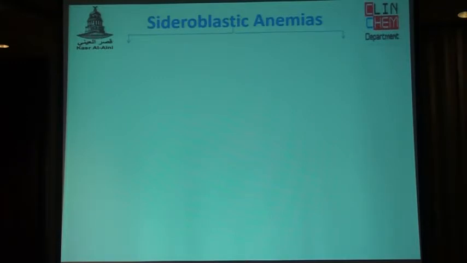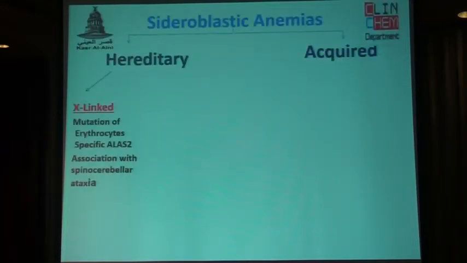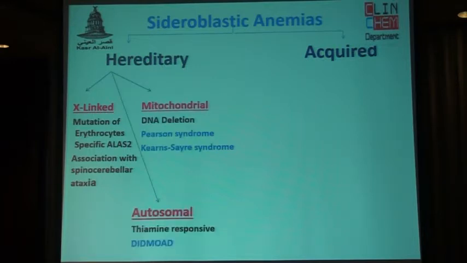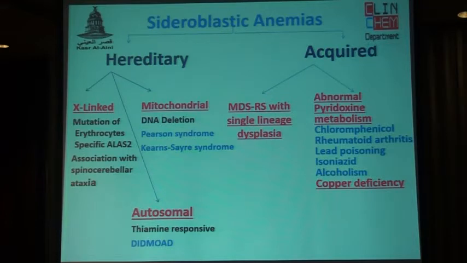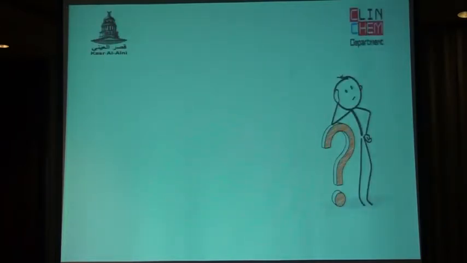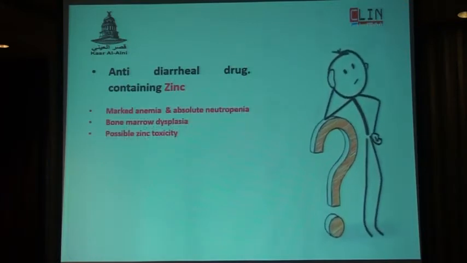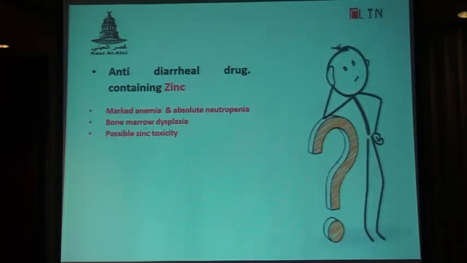This is an algorithm for common causes of sideroblastic anemia. It may be hereditary or acquired. The hereditary causes may be X-linked, mitochondrial, or autosomal recessive inheritance. The acquired causes may be MDS with ring sideroblasts with single lineage dysplasia, or abnormal pyridoxine metabolism associated with certain drugs such as isoniazid and chloramphenicol, some with lead poisoning, and some nutritional deficiency such as copper deficiency. So we have a child with marked anemia, absolute neutropenia, and bone marrow dysplasia. So we tried to exclude all the secondary causes for such a case.